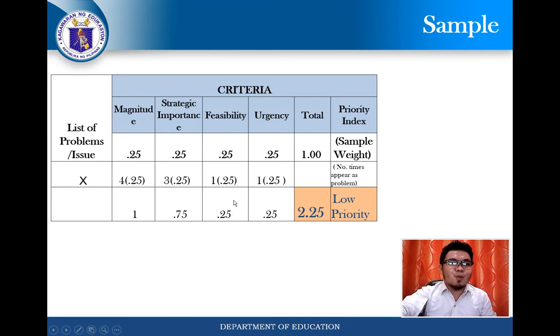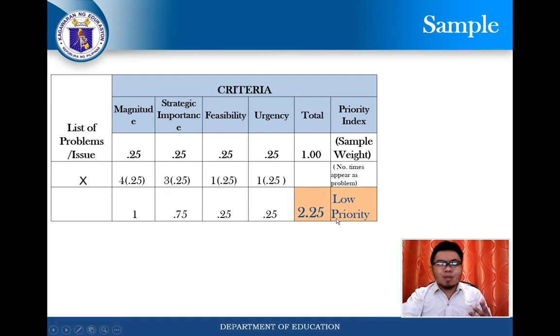Binigyan ko siya ng score na 1. Then, multiply to 0.25 as its percentage. Then, the product will be 0.25. Then, the urgency, binigyan ko rin siya ng 1, then multiply to 0.25. So, ang product niya ay 0.25. So, simple lang yung gagawin natin. We just need to add these values. 1 plus 0.75 plus 0.25 and 0.25. The total score is 2.25.